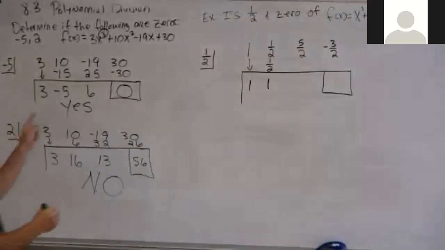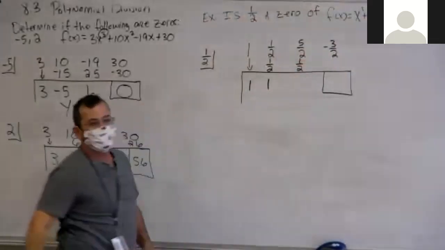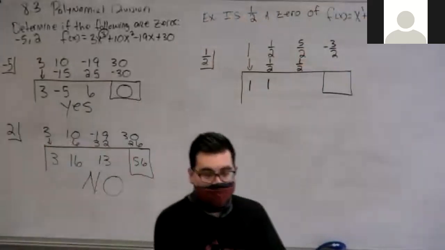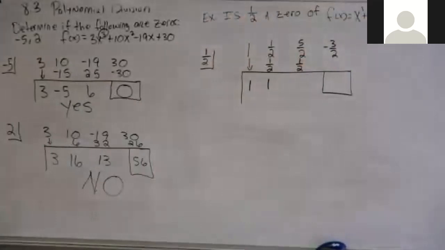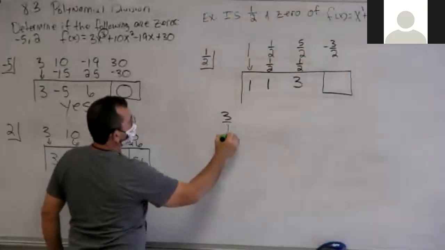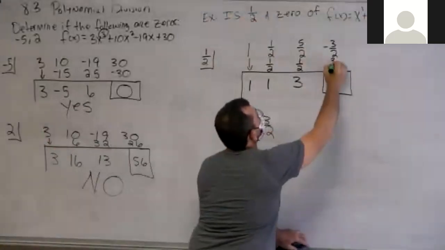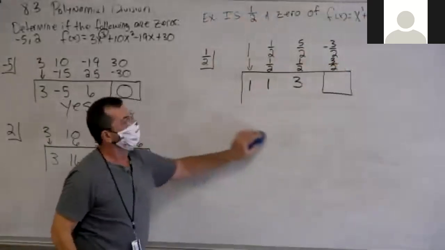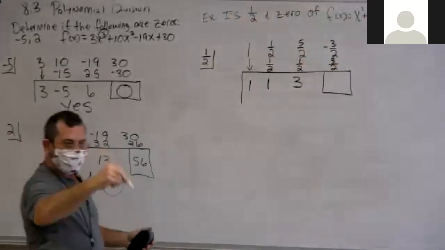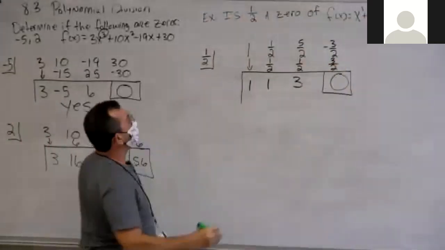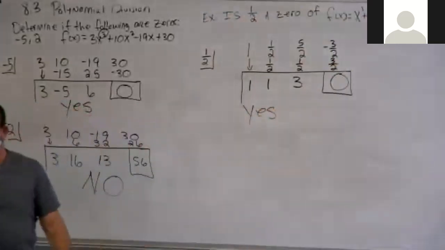Multiply again, 1 times 1/2 is 1/2, which we now bring under the 5/2. So 5/2 plus 1/2 gives you 6/2. Now, 3 times 1/2. So remember, these fractions, you're just multiplying straight across. 3 times 1/2 is just going to be a 3 over 2, okay? So that gives me a 3 over 2 there. Well, look at that, negative 3/2 plus 3/2 gives me a big 0 remainder, which means yes, 1/2 is a zero.